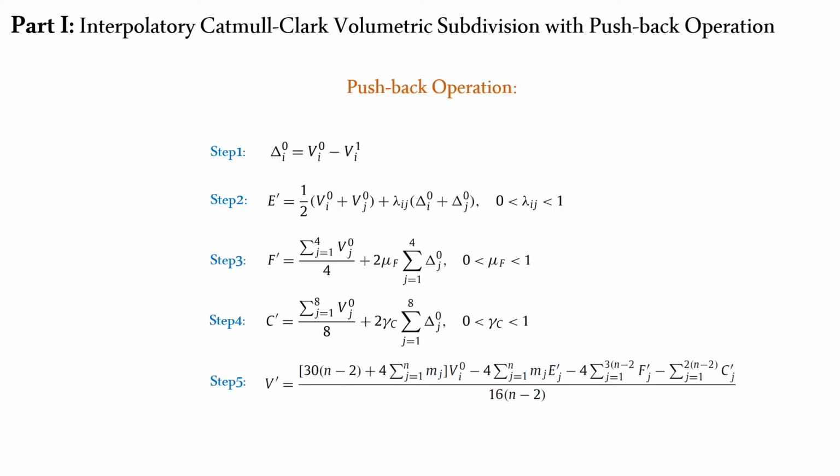Here is the detail of the pushback operation. By adding three different parameters and using the explicit limit point formula proposed by Professor Xu, we can easily compute the position of the edge points, face points, cell points, and corner points. After that, we need to construct the topology of these points according to the given rules.